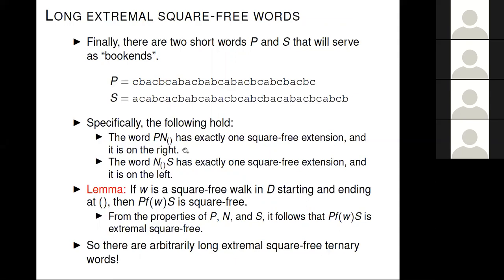So the property that you really want there is that you want P_n to be left extremal in a sense, like you want it to have only one Squarefree extension, and have that be on the right, so that it serves as a bookend on the left. And you want the analogous property for S_n. So what you can prove is that if W is a Squarefree walk that starts and ends at the identity, then P φ(W) S is Squarefree. And the Squarefreeness automatically gives you the nearly extremal Squarefreeness because of the nice properties of P_n and S_n.